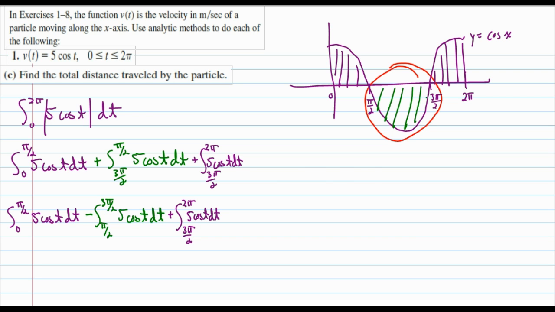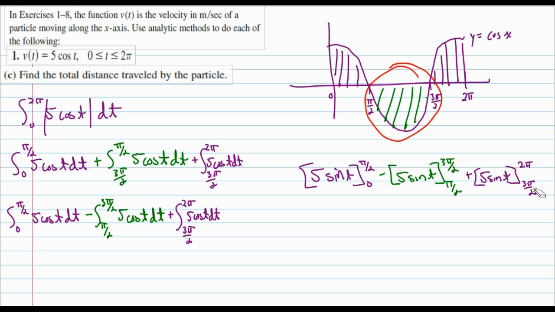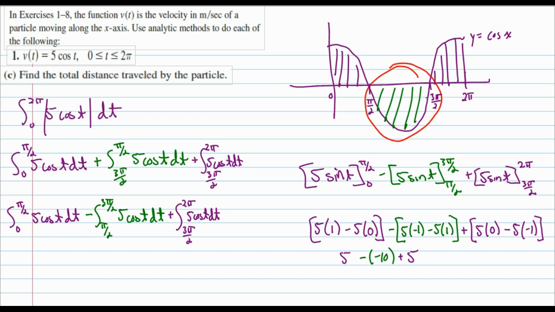So now going by hand, the antiderivative of 5 cosine of t is 5 sine of t, so I'm going to evaluate that from 0 to pi over 2. Then I'm going to subtract from pi over 2 to 3 pi over 2. Then I'm going to add again from 3 pi over 2 to 2 pi. So if I use the fundamental theorem part 2, I plug in b and then plug in a for each one of these pieces. And I get, after some simplification, that should be 20 units. And of course you can check that on your calculator to make sure that that is in fact correct.